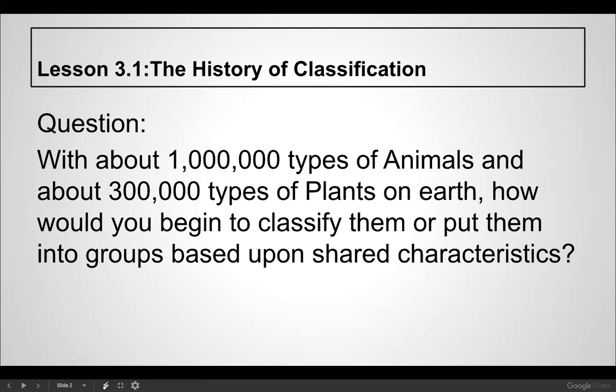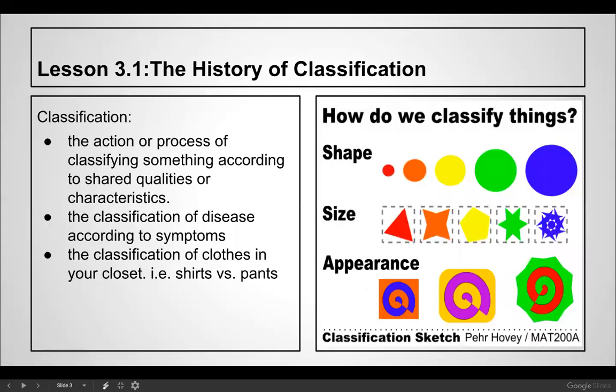So, question: with about 1 million types of animals and 300,000 types of plants on Earth, how would you begin to classify them or put them into groups based upon shared characteristics? Classification: the action or process of classifying something according to shared qualities or characteristics. The classification of disease according to symptoms, classification of clothes in your closet. If you look at the picture here, you can see how we classified these various objects.